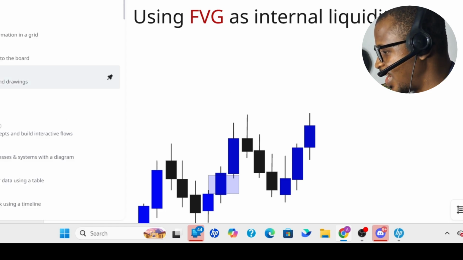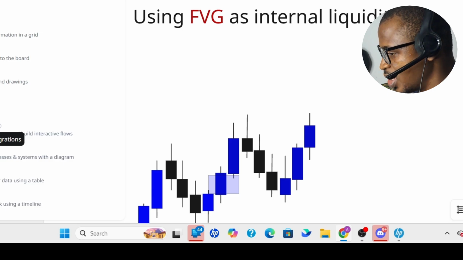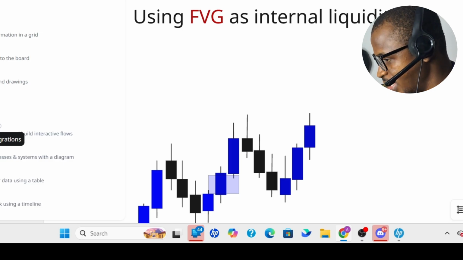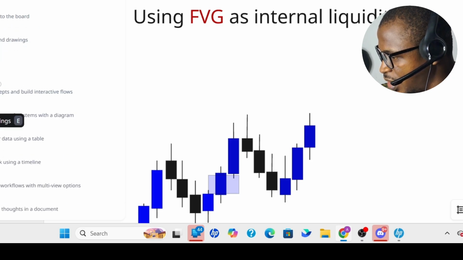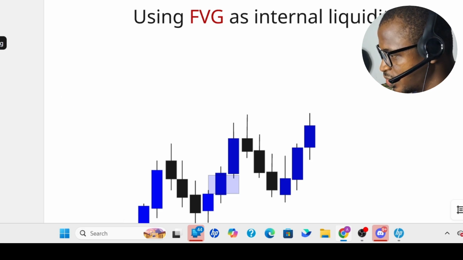Internal liquidity is liquidity that is resting within a swing high or a swing low. You understand? Remember, mark that word: within. Not at the extreme of the swing low or the swing high. So let me show you how this is typically represented on our chart, for the sake of those who don't know it.